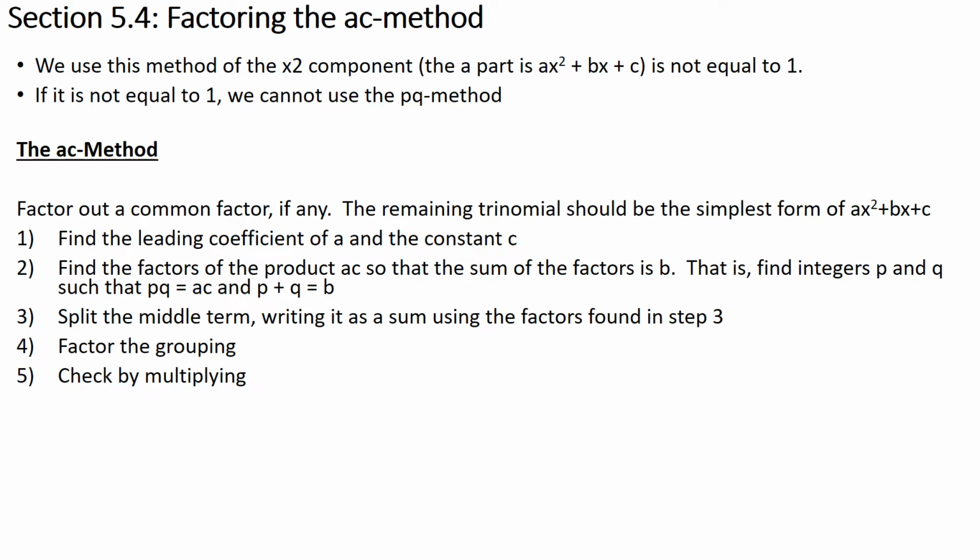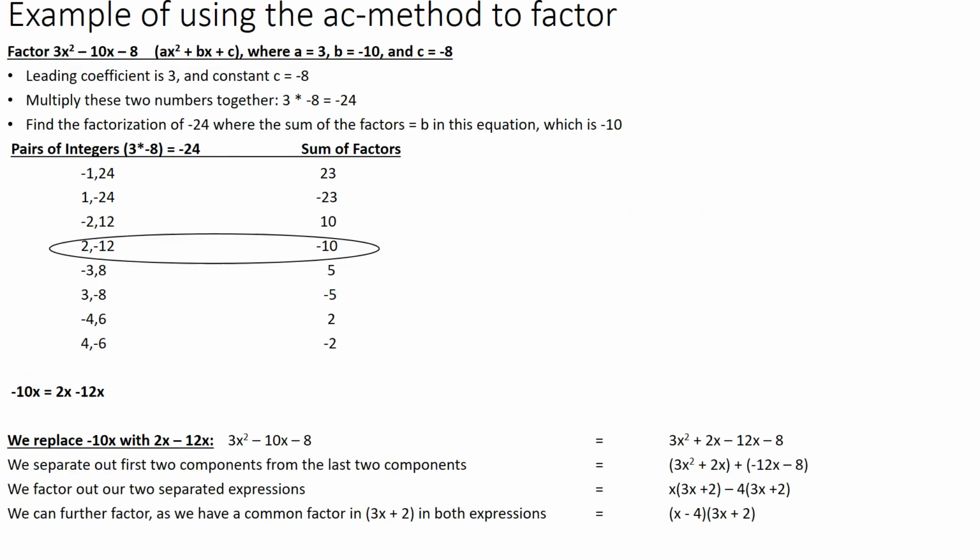So what we're going to do, and it's easier to show you step by step here, is show you how we solve this if the number in front of the x squared, the coefficient, is not 1. Suppose I have 3x squared minus 10x minus 8. Again, ax squared plus bx plus c. The a equals 3, the b equals negative 10, the c equals negative 8.